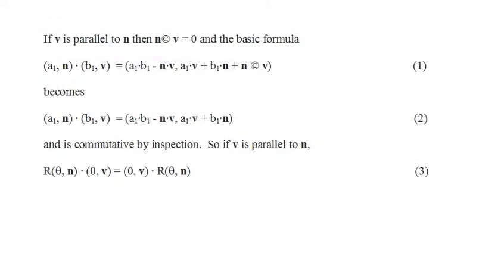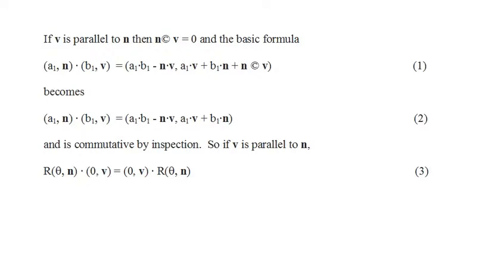However, if v is not perpendicular to n, then r theta n will not rotate v theta radians around n. So, we're not done yet. Any vector v can be written as a sum of vectors, one perpendicular to the axis of rotation and one parallel to the axis of rotation.